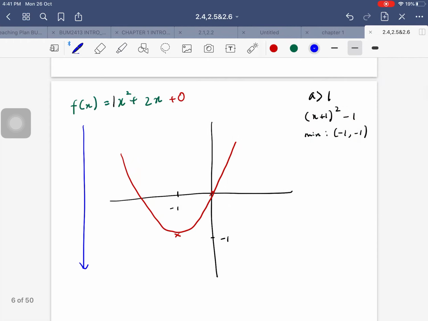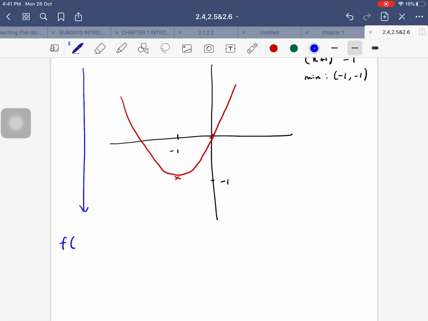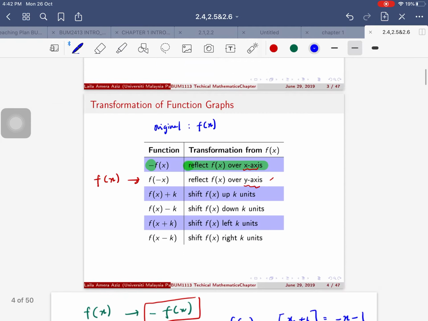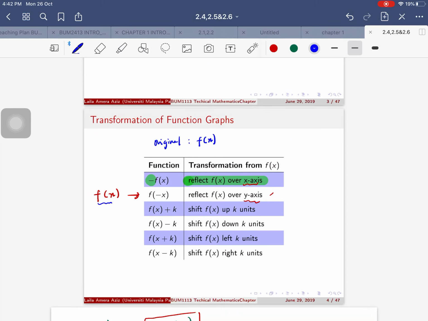So now what happens is that I'm going to transform this function. It becomes f of negative x. So my new function is going to be negative x to the power of 2, so plus 2 multiplied by negative x. So it's going to be x squared minus 2x. So how does the graph of x squared minus 2x look like?